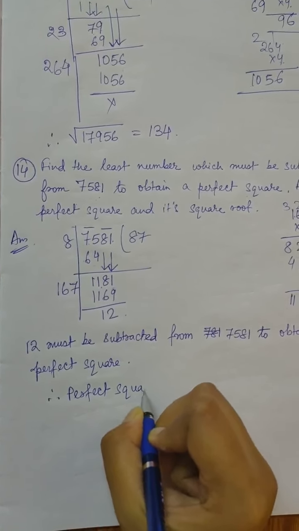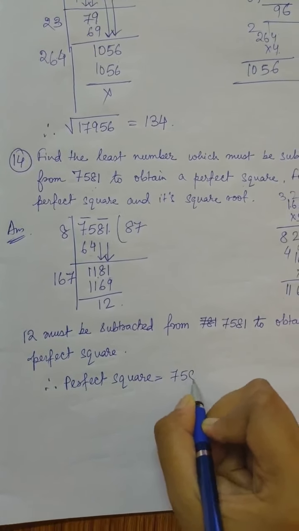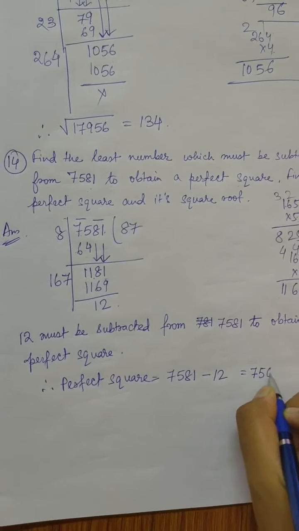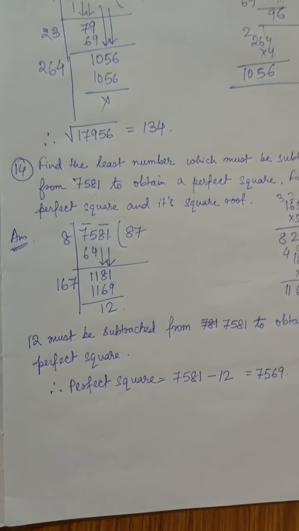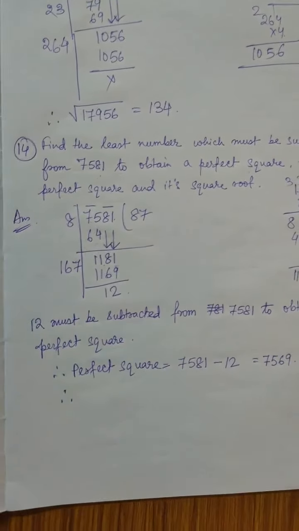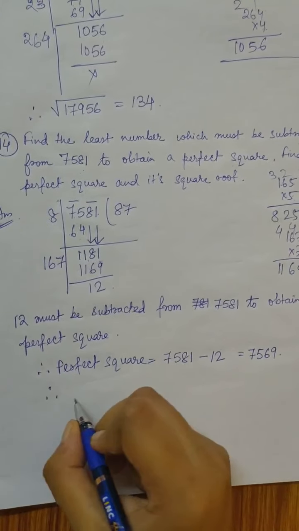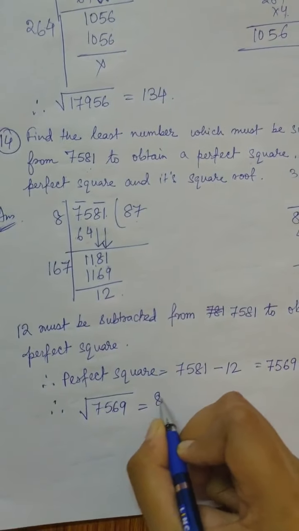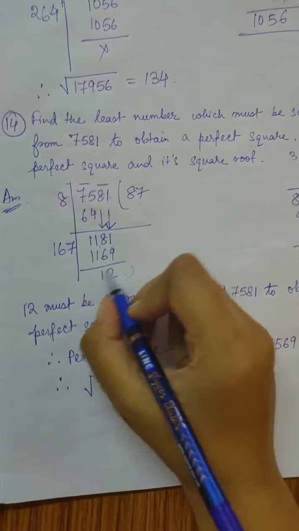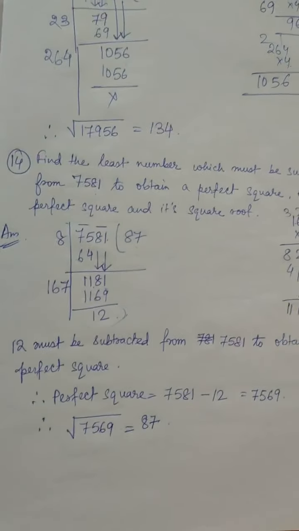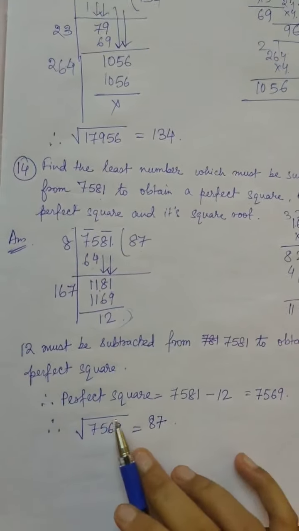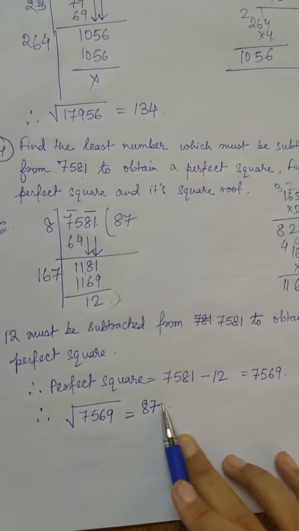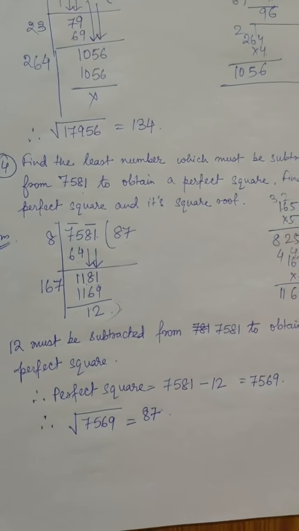The perfect square number is, you have to subtract 12 from this number. So this gives us 7569. So 7569 is the perfect square number. And like I previously said, the square root of 7569 will definitely be 87, because after this subtraction there won't be any remainder. That means 87 squared is 7569, or the square root of 7569 is 87. So this is the final answer.